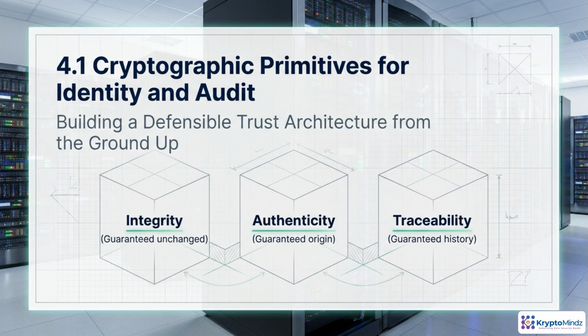In this module, we'll connect cryptography to real architectural decisions. You'll see how a few basic primitives let us prove three things about identity data and audits: that the content wasn't changed, who produced it, and how it evolved over time.